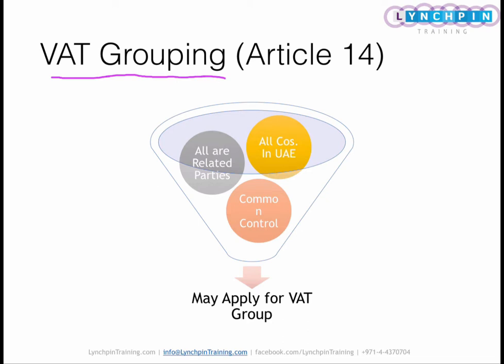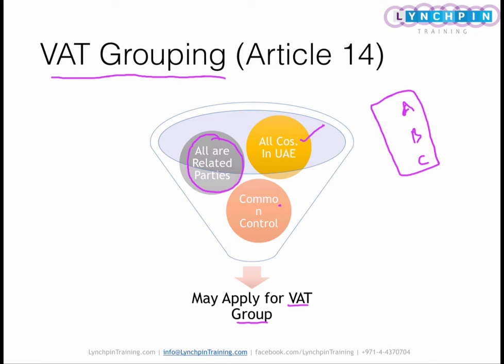What is a scenario? I've got companies A, B and C. Now all companies must be in this country, UAE. Let's say that is happening, then I have a common control and all companies have a relationship with each other, which means it could be a common owner or the same management here. In all such cases, I have an option to apply for a VAT group.